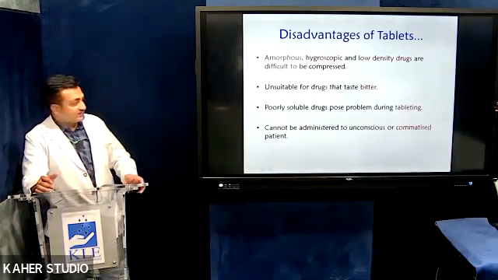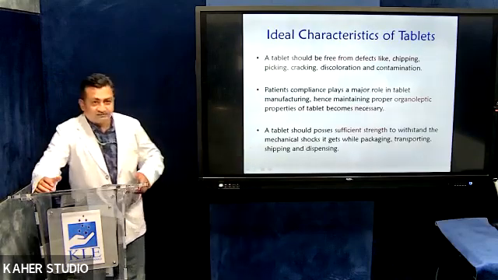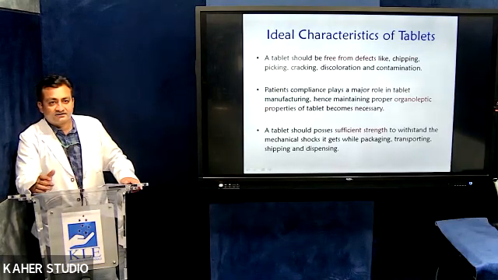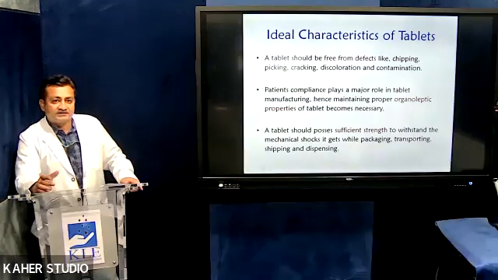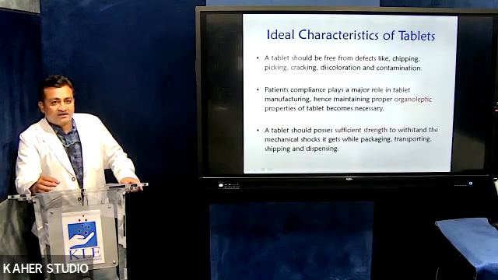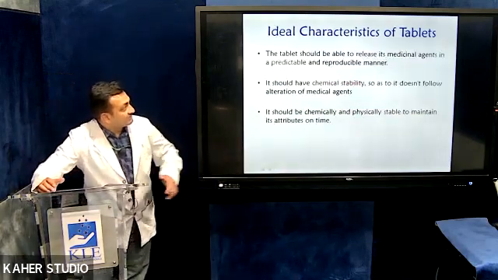So these are some disadvantages of the tablets. Next, ideal characteristics of a tablet. A tablet should be free from defects like chipping, picking, cracking, and discoloration or any contamination. Patient compliance plays a major role in tablet manufacturing. Hence, maintaining the proper ergonomic properties of the tablet becomes necessary. A tablet should possess significant strength to withstand mechanical shock during packing, transport, shipping or dispensing. So it should have that strength.